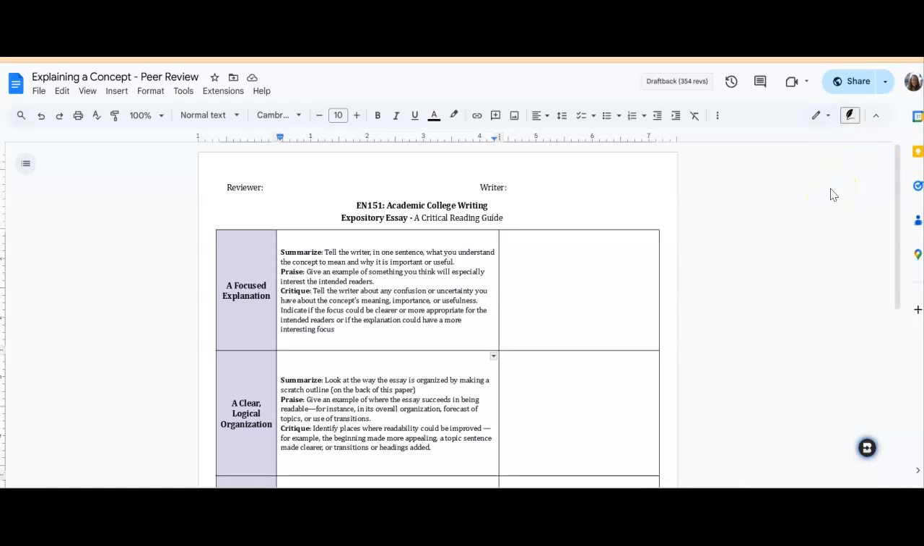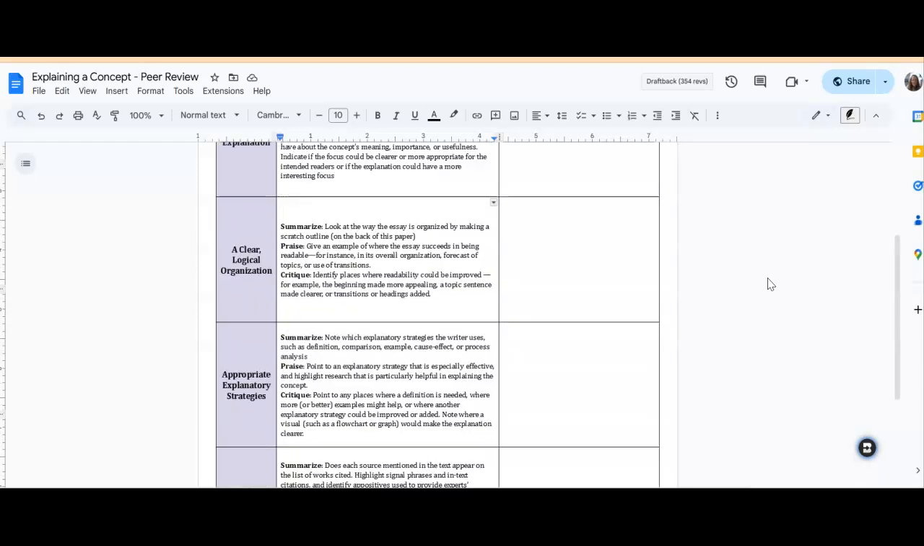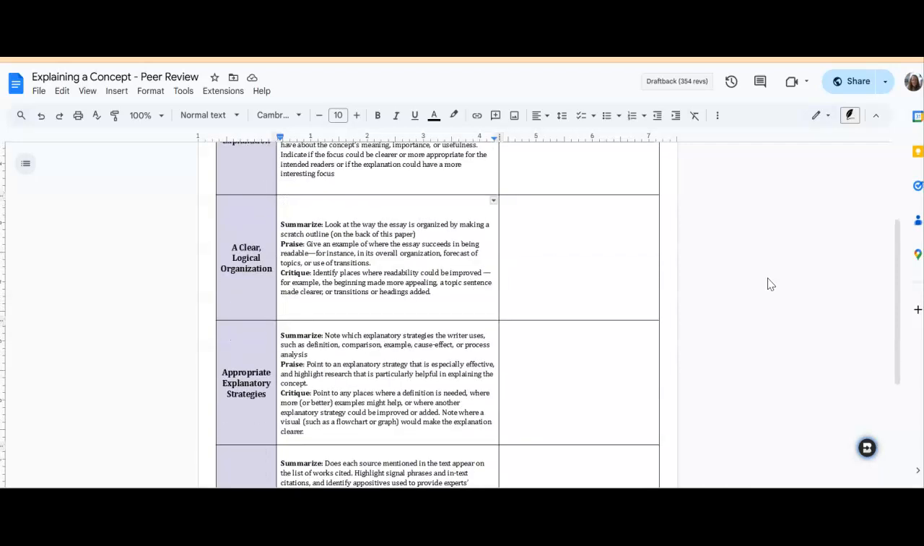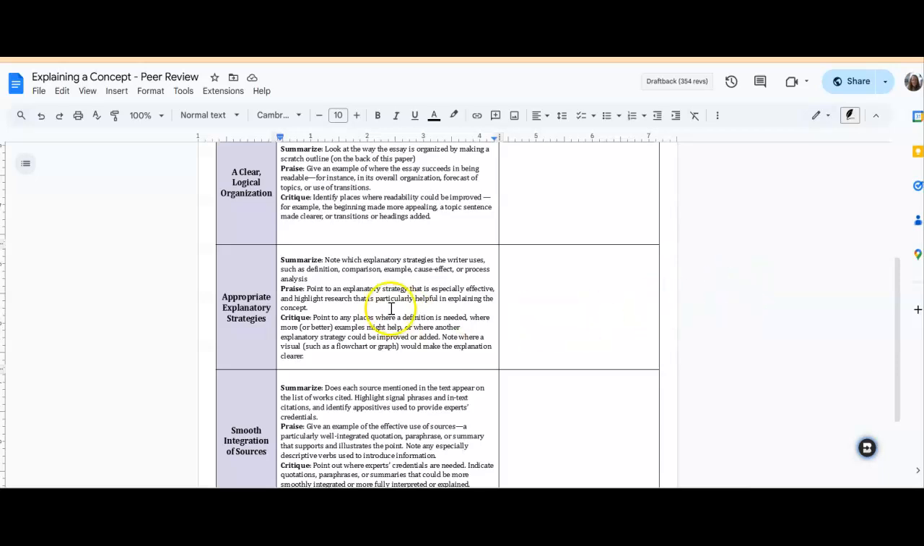So before we get into what the process will look like for you individually, I'm just going to show you the sheet real quick. So it's broken down into 4 categories, right? We're going to first look at a focused explanation. How is their focus throughout their paper? And then a clear logical organization. Do they organize things in a logical way? Is it clear? Does it make sense as it goes? Is there any place where you get tripped up? Are they using strategies that make sense for their concept that they're trying to explain? Or are there strategies maybe they haven't considered that would help explain it a little more clearly?